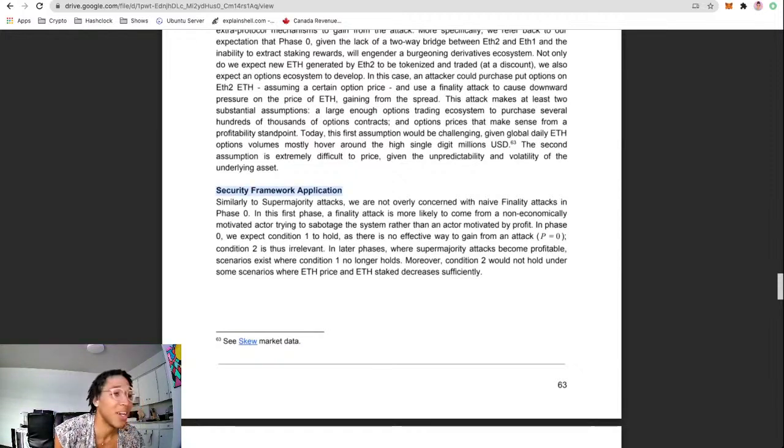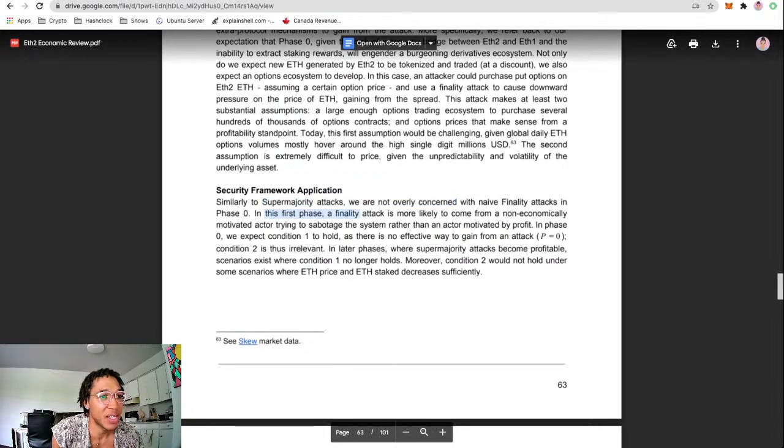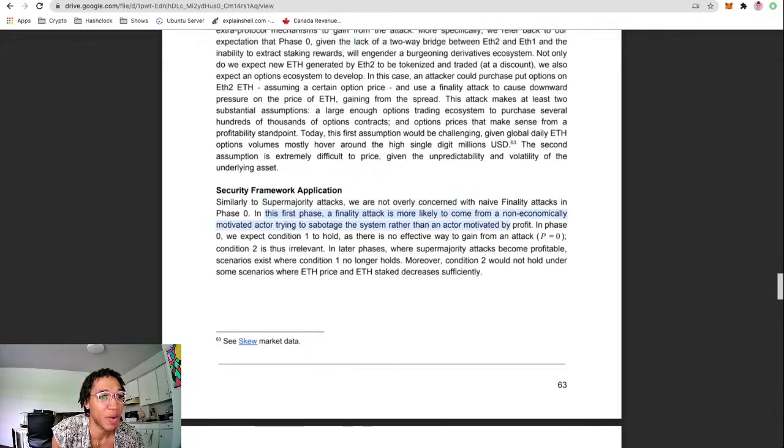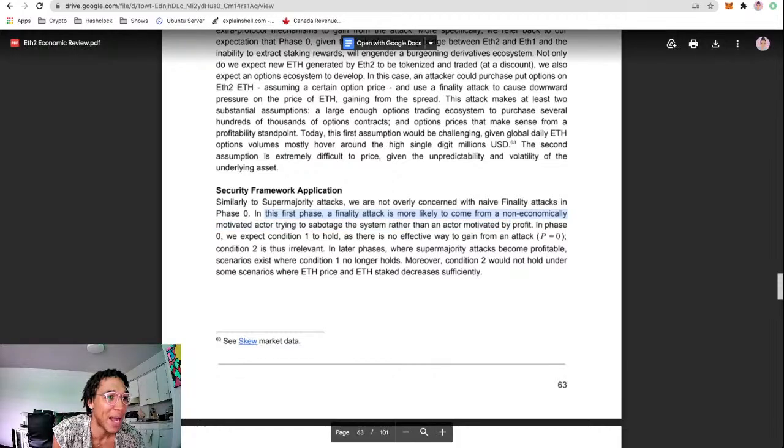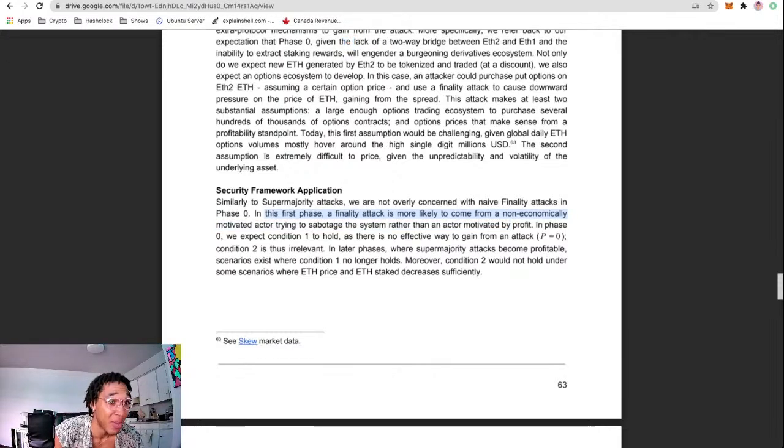Security framework application. Similarly to supermajority attacks, we are not overly confident with naive finality attacks in phase 0. In this phase, a finality attack is more likely to come from a non-economically motivated actor trying to sabotage the system rather than an actor motivated by profit. I would 100% agree with that. In phase 0, we expect condition 1 to hold, agreed, personally, as there is no effective way to gain from an attack. Condition 2 is thus irrelevant.